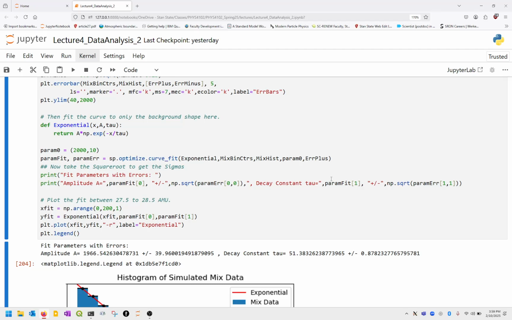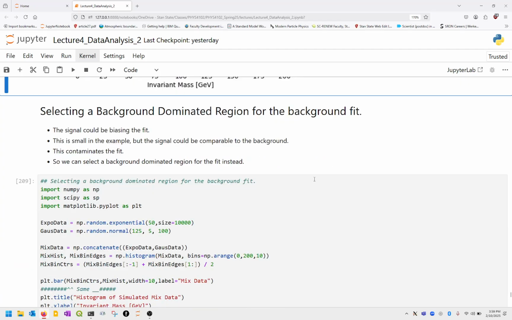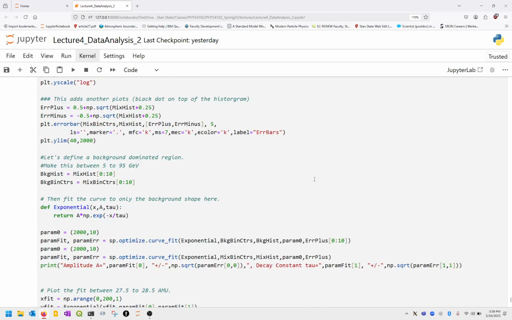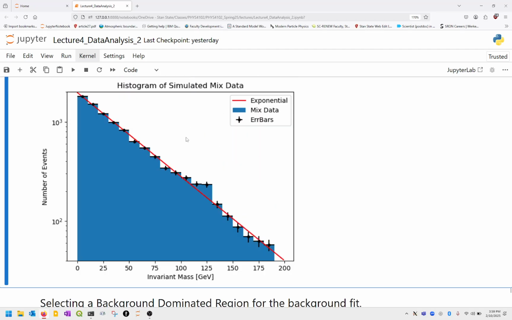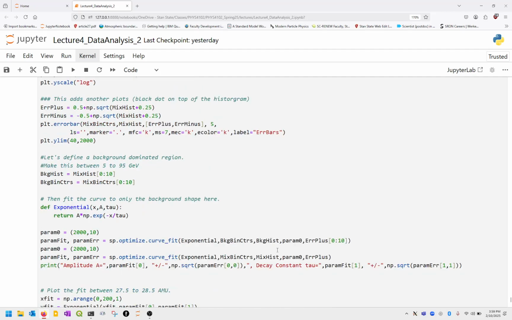You don't have to pass it the whole thing, right? You give it a subset of the information, okay? So I think down here, what I did is I basically made a little slice of the array. So the mixed histogram, right, is the whole thing. It's all the blue stuff, okay?